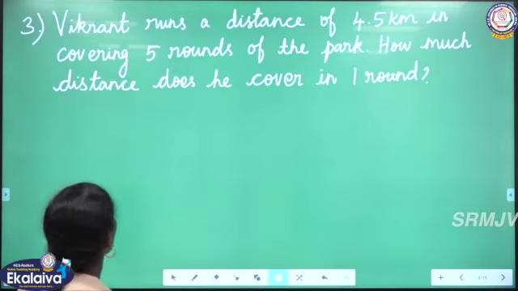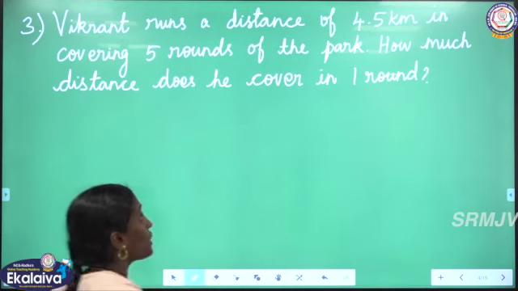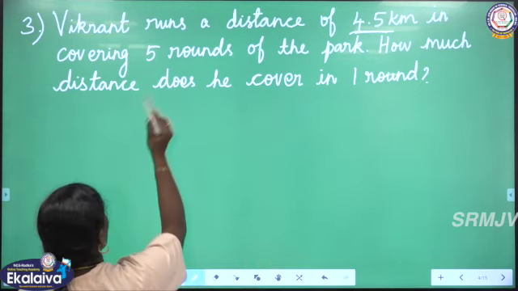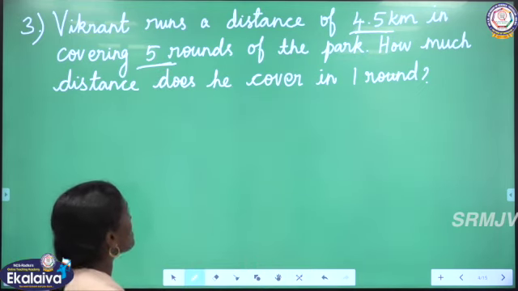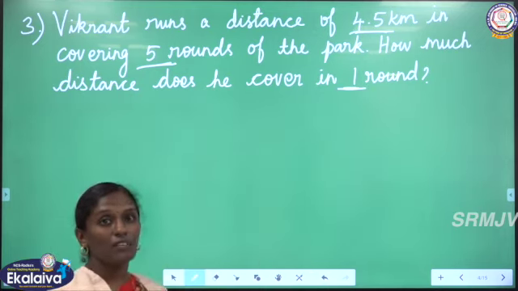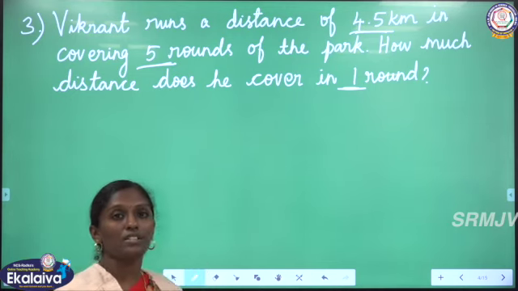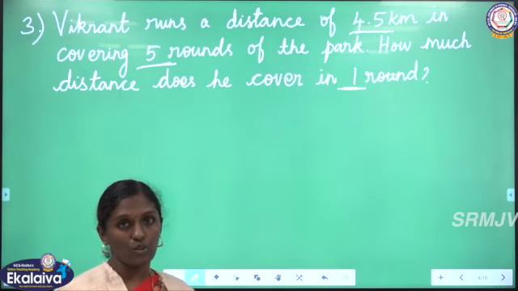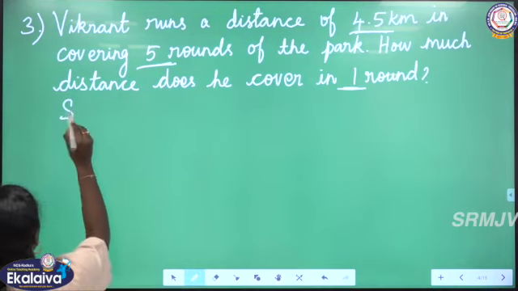Then the next one. Vikrant runs a distance of 4.5 kilometer in covering 5 rounds of the park. How much distance does he cover in one round? Okay, distance covered in 5 rounds is given. We are going to find out the distance he will cover in one round. So, from many we are going to find out one. So, we have to use division. Okay, let us start the solution.